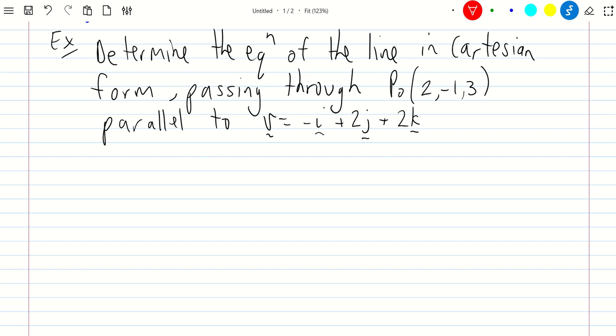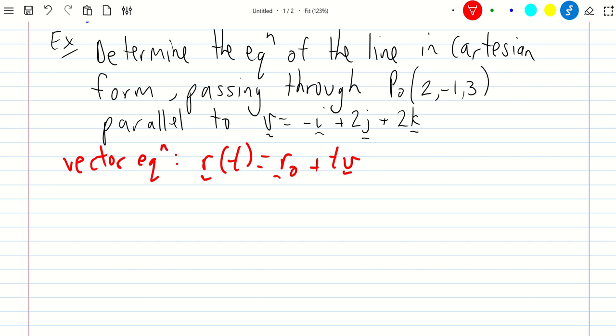So here's an example. Determine the equation of the line in Cartesian form passing through some original point P0, which is (2, -1, 3), parallel to v = -i + 2j + 2k. So again, like I talked about, I will start with our vector equation. You never have to write the vector equation, but I want you to get used to this language. The vector equation is going to be r(t) = r0 + tv.